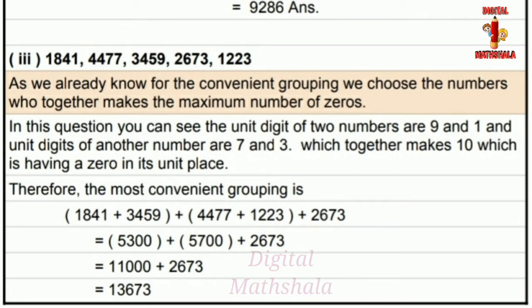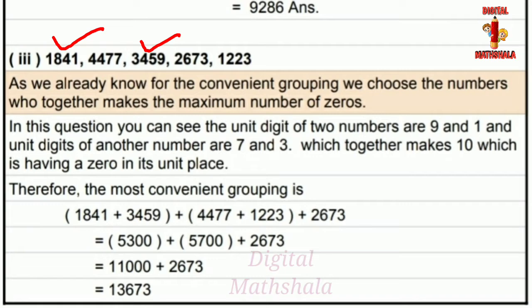Children, now we will see the next part of this question. Here you can see five numbers are given, and we have to do the convenient grouping. For convenient grouping, we will choose the numbers which make the maximum number of zeros. In this question, you can see the unit digits of 2 numbers are 9 and 1. The numbers are 3459 and 1841. These have unit digits 9 and 1.